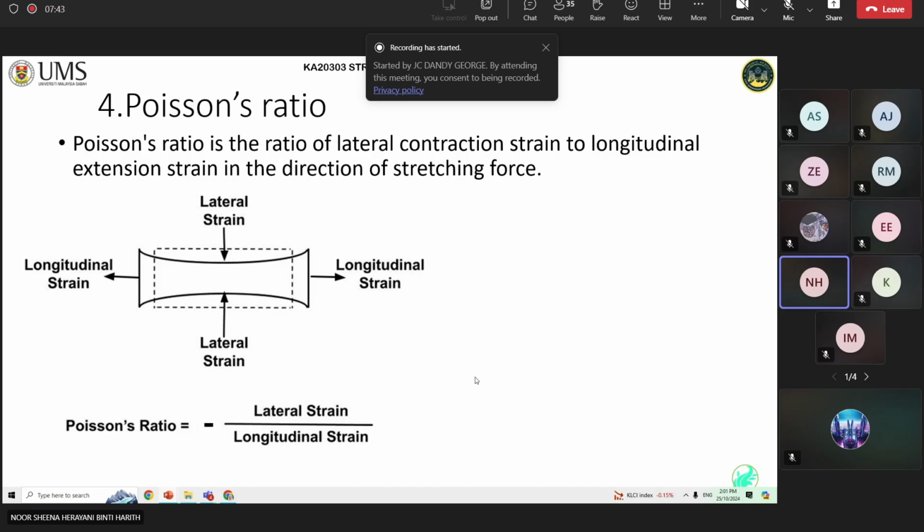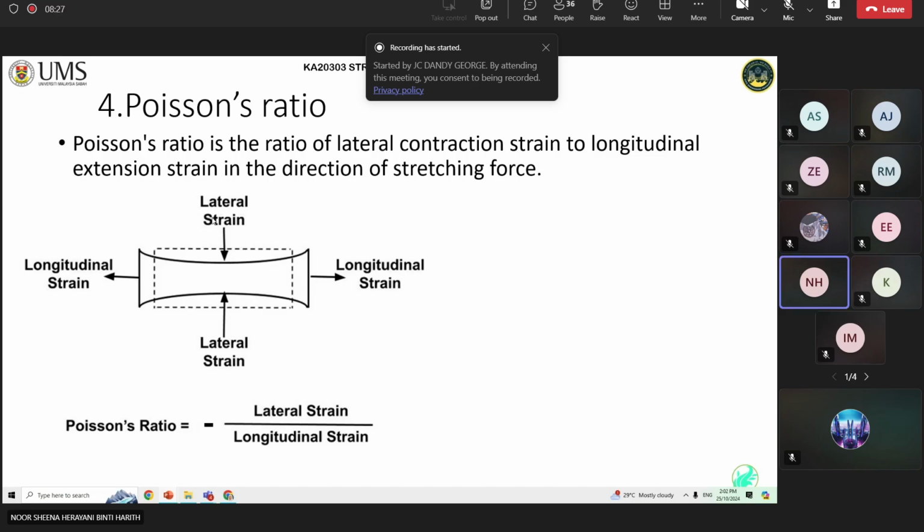Okay, so here is Poisson's ratio. What is Poisson's ratio? It is the ratio of lateral contraction strain to longitudinal extension strain in the direction of the stretching force. So for example, we have this component with lateral strain on the y-axis, compressed, and these two sides, the longitudinal strain, is on the x-axis.